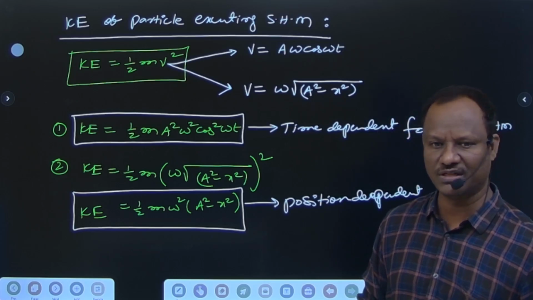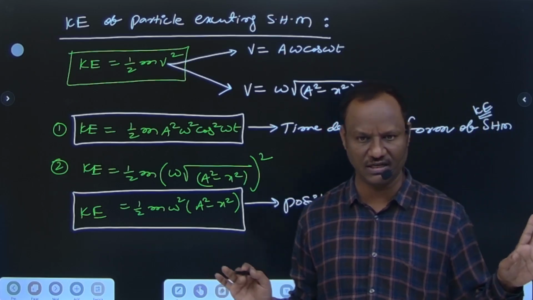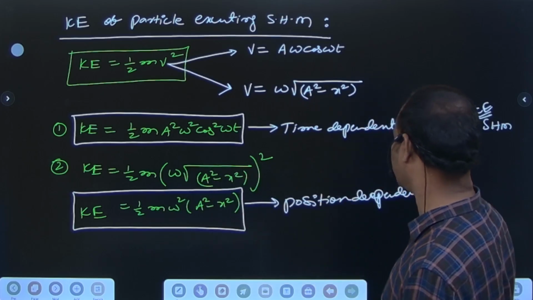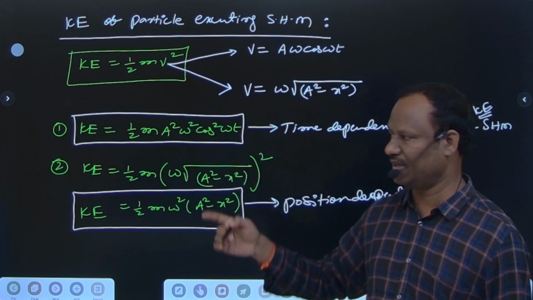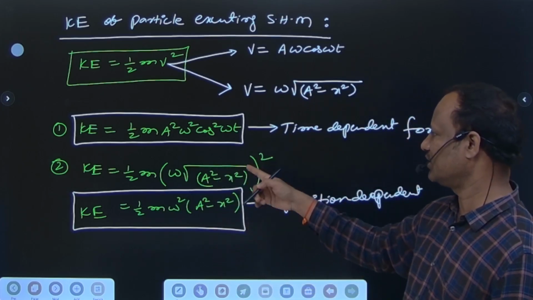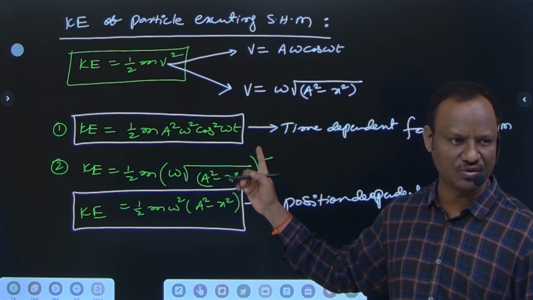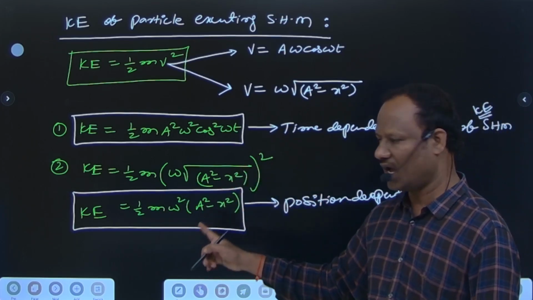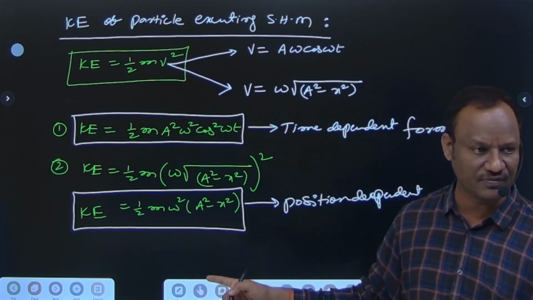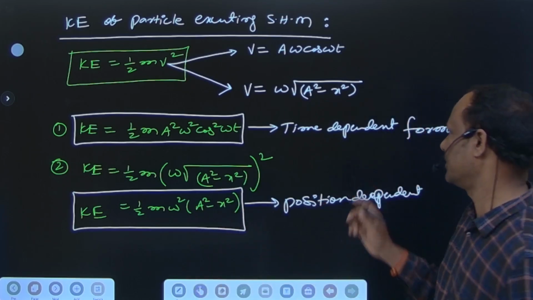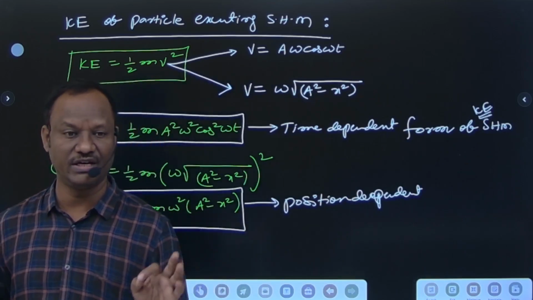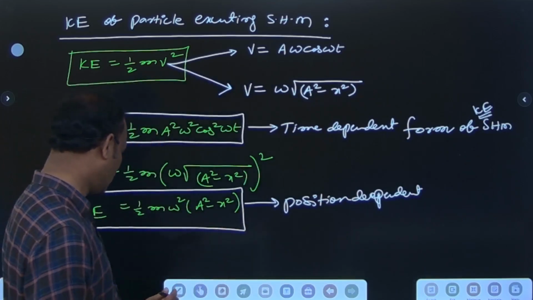Next one is about the graphs, right? First, I got two pieces of information. The time dependent form is half m a square omega square cos square omega t. The position dependent form is kinetic energy K equal to half m omega square times a square minus x square. Where is it maximum? Where is it minimum? Okay, so we'll go on.